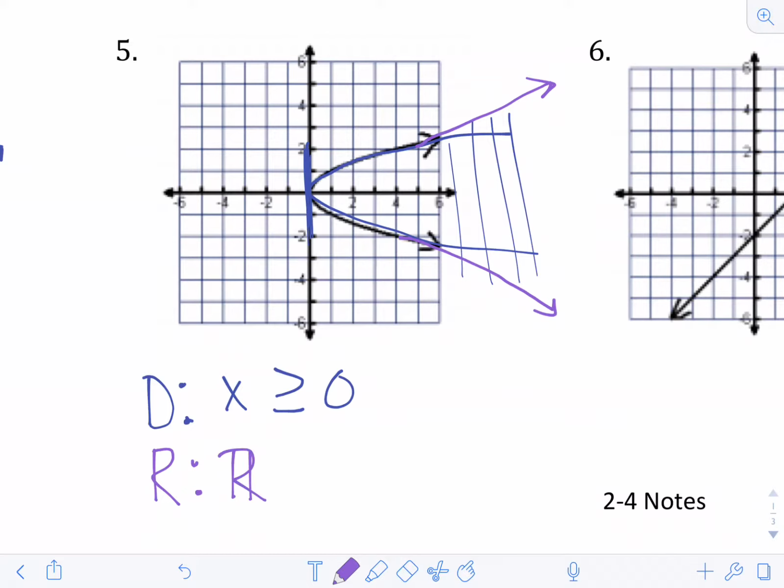Another way you could do this, speaking of infinity, all real numbers is the exact same thing as this. If you see it written that way, and I'll write both, it means the exact same thing: every number that you can think of between negative infinity and positive infinity.